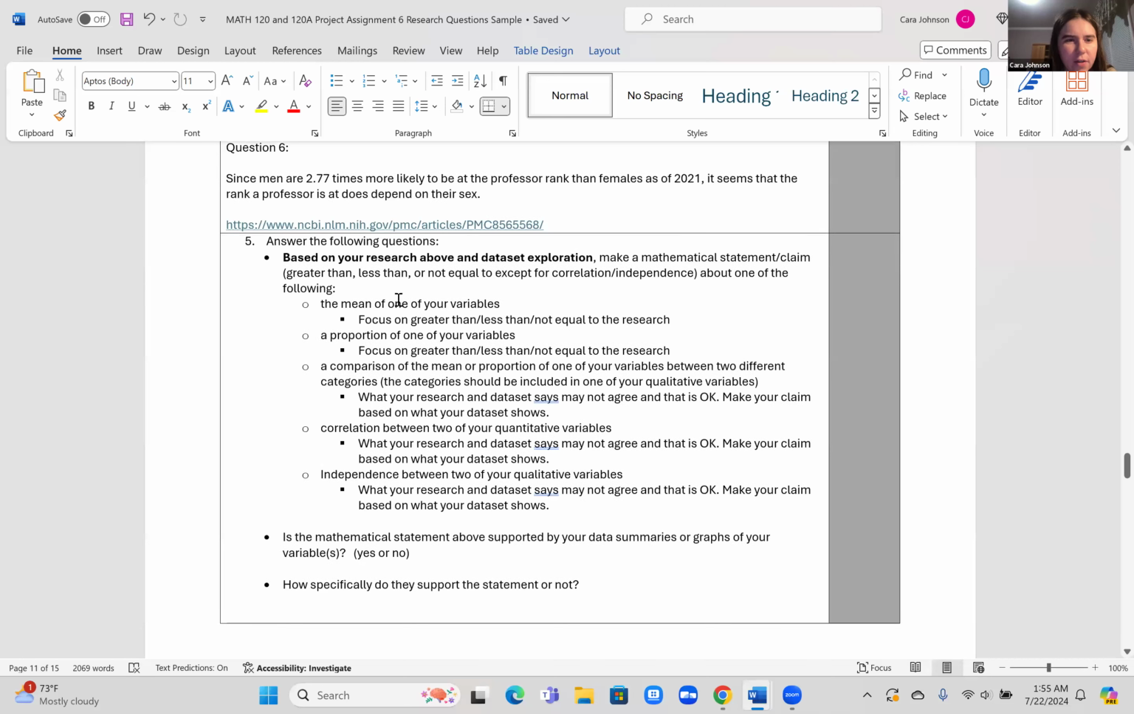So unless you're just focusing on the numerical value of a quantitative variable or the numerical proportion of a qualitative variable, just a single mean or a single proportion. Unless you're focusing on that, your research and data set might not agree, and that is okay. The claim is going to be based on what your data set agrees with, even if the research doesn't agree with it. That's just an interesting side note that you can think about and talk about later.